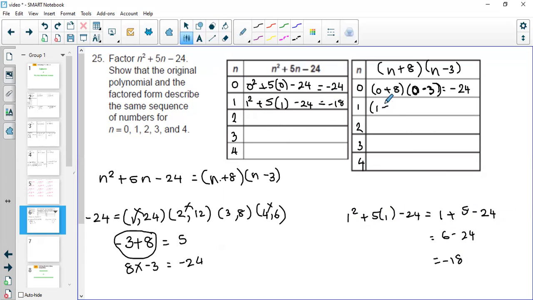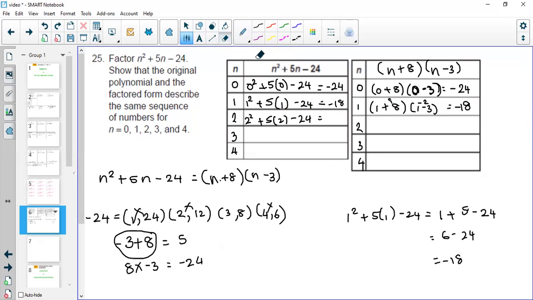Now, if I do that here, 1 plus 8 and 1 minus 3. So 1 plus 8 is 9, and 1 minus 3 is going to give you negative 2. So 9 multiplied by negative 2 is going to give you negative 18, which means the answers are the same. Similarly, it's a pattern you are following, so you need to do that for all the numbers.